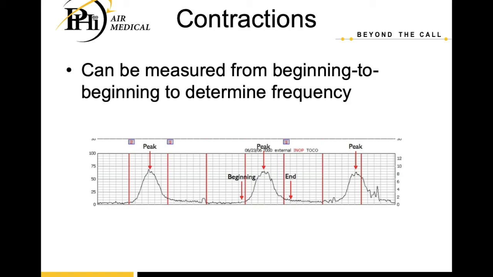All right, so contractions can be measured, like I said, from beginning to beginning to determine the frequency. So if we're looking at this strip right here, each one of those thick red lines is going to be 1 minute. They're a little irregular, so from the beginning of one to the beginning of the next, we have 1 minute, 2 minutes, 3 minutes. So we have 3 minutes between that contraction. Between the second and the third contraction, we have 2.5 minutes. So these contractions are 2.5 to 3 minutes apart.